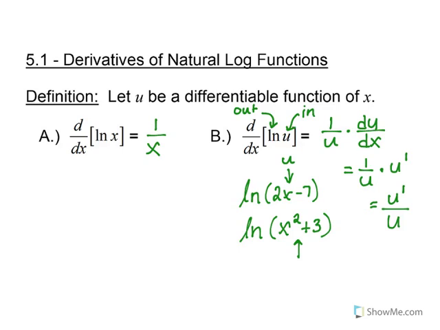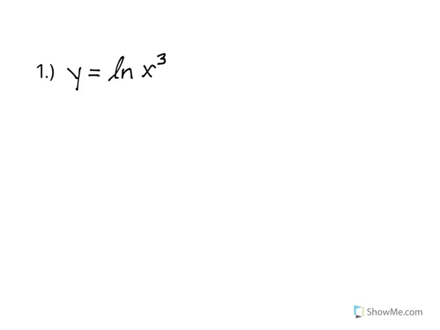So we're going to go through a couple different examples to see how this really works out, and they're progressively going to get harder as we go, but we're going to start with two that are on the easier side of things. Okay. So problem number 1. We have y equals the natural log of x cubed. Now there are two ways to do this, and I'm going to show you both of them.